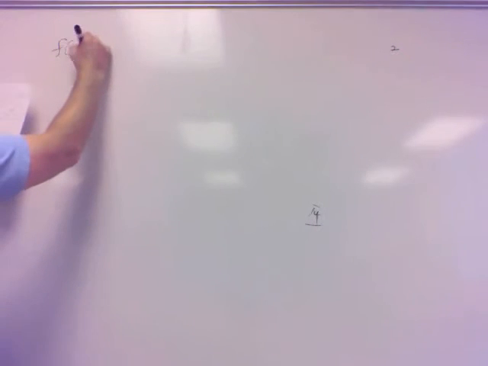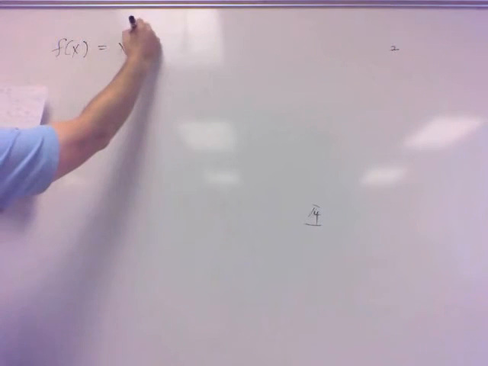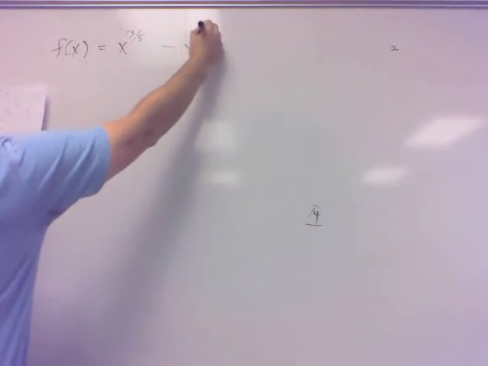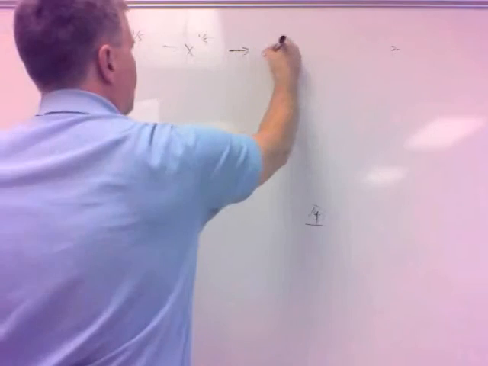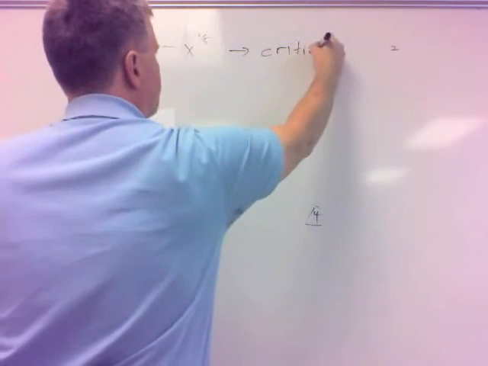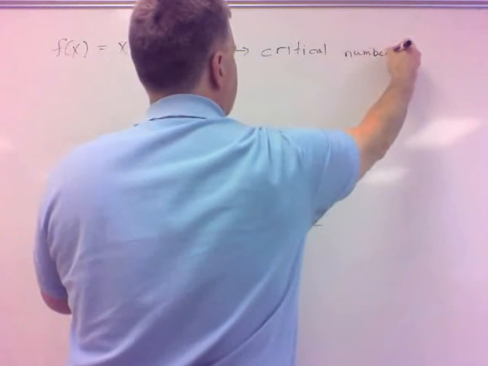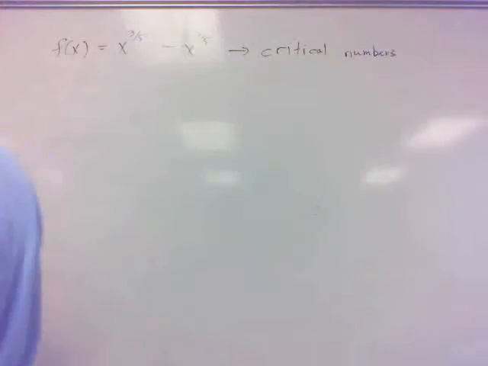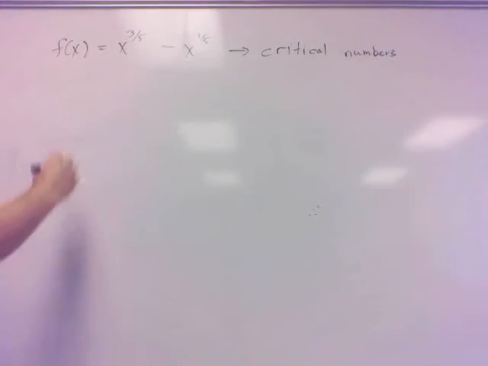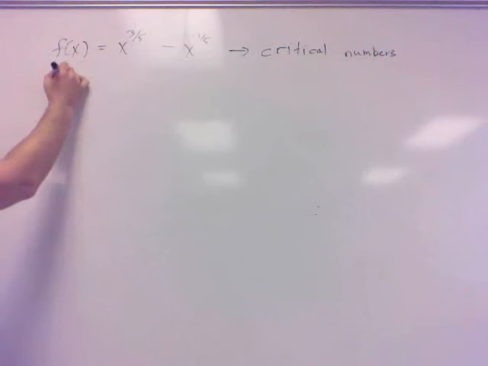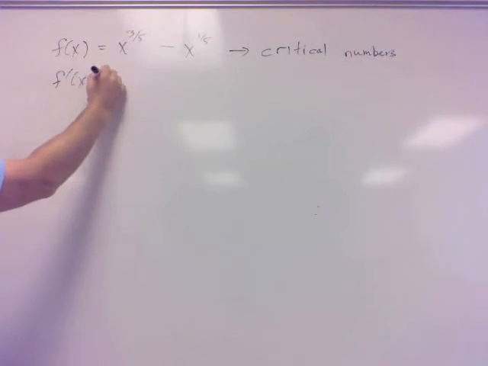f of x equals x to the 3/5 minus x to the 1/5. Find the critical numbers. All right, a little more difficult, I guess you might say, function. So what about the derivative?